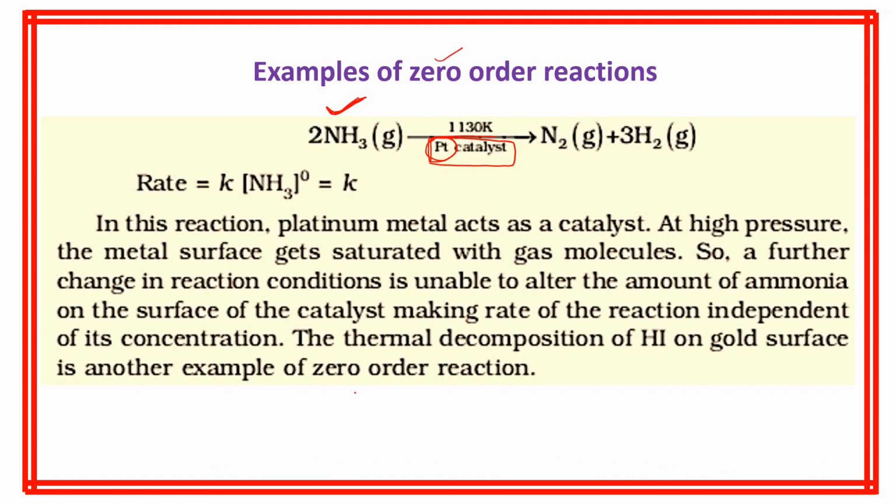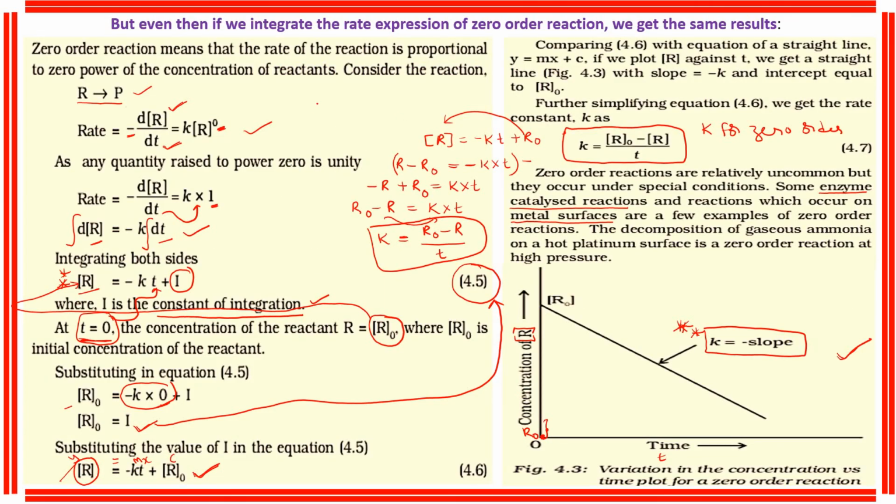Similarly, 2 moles of HI decomposing into hydrogen plus iodine, in the presence of which catalyst? Gold catalyst. It is also a 0 order reaction. So in this, the formulas are very, very important. This is the formula, very important. The graph is also important, and this is another formula you need to remember.